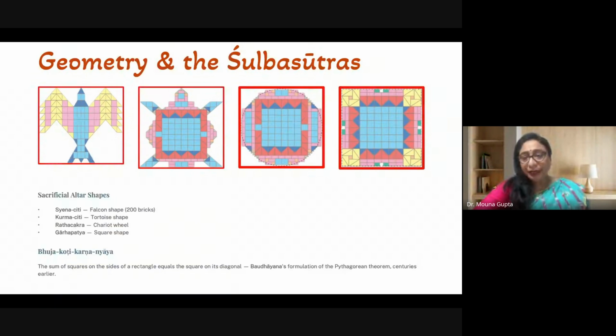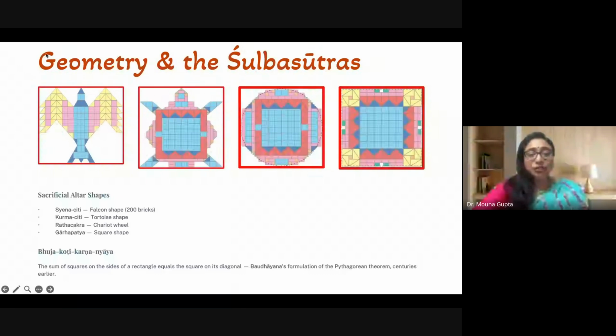And during that time, when they were having worships and they were using these fire altars, this number of bricks used to be the same. It is not that you can change the size of the brick. So you can measure now how strong our mathematics was then, 3000 years back. And mind it, all of you must know that this Sena Chiti is there.